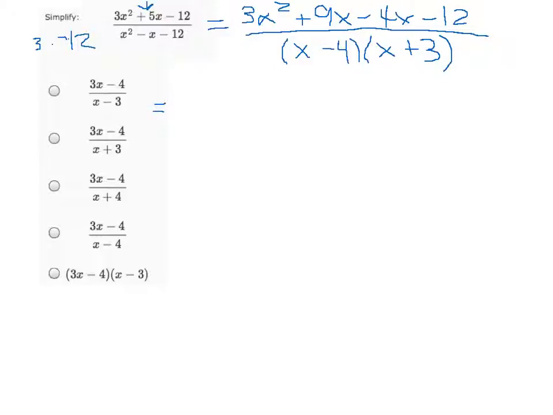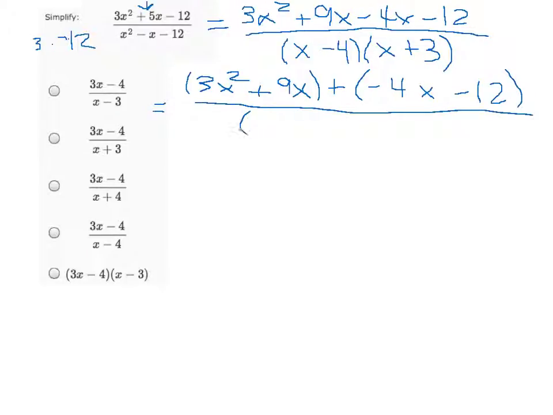So now we are going to do our grouping for the numerator. So we have 3x squared plus 9x as one group, and our second group is going to be a negative 4x minus 12. And this is continuously going to be over that same denominator.